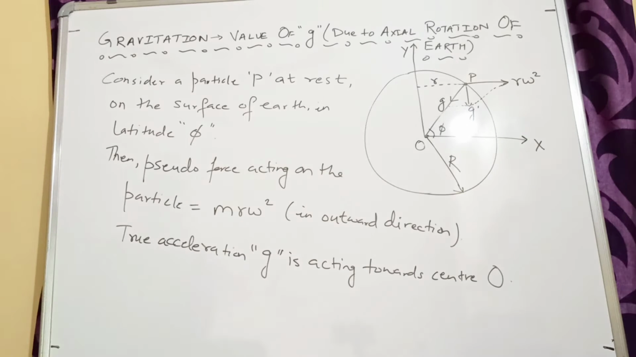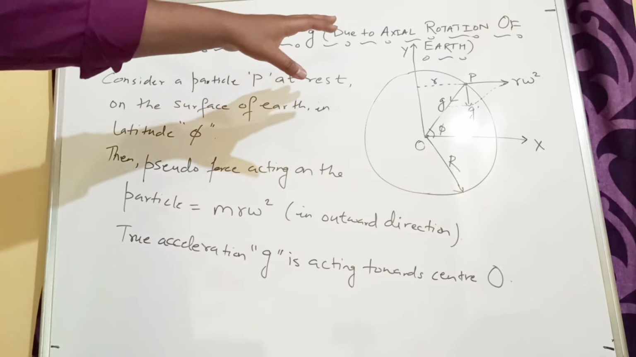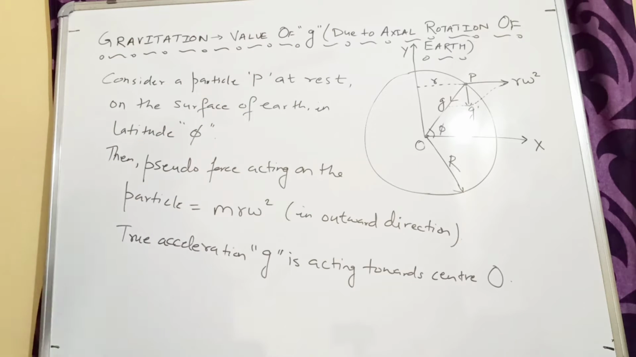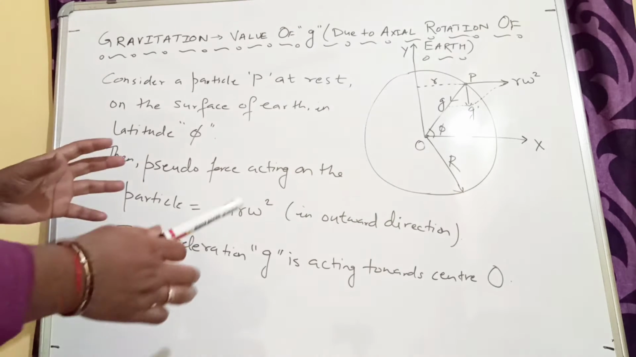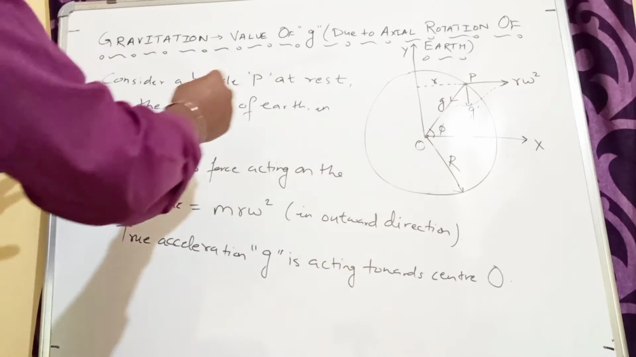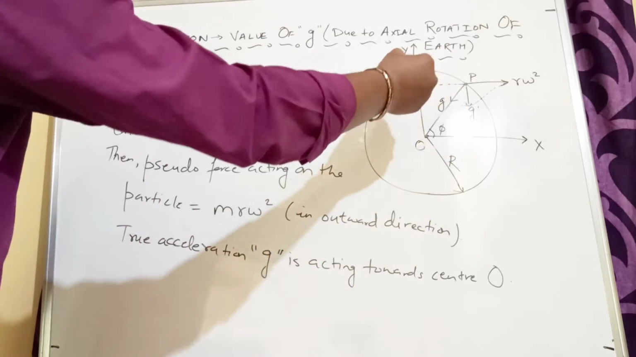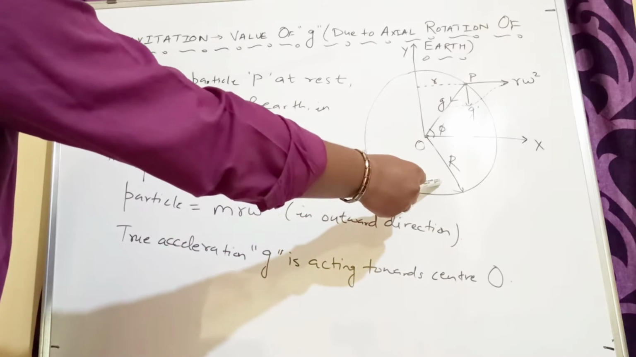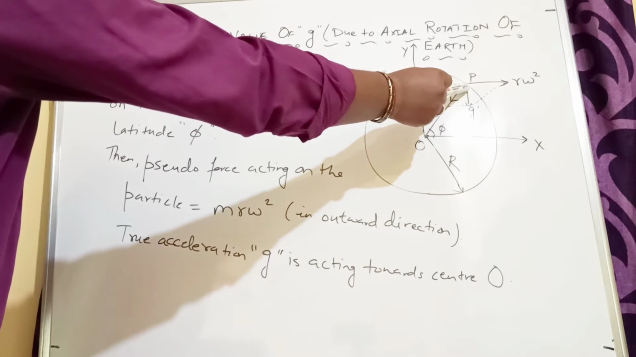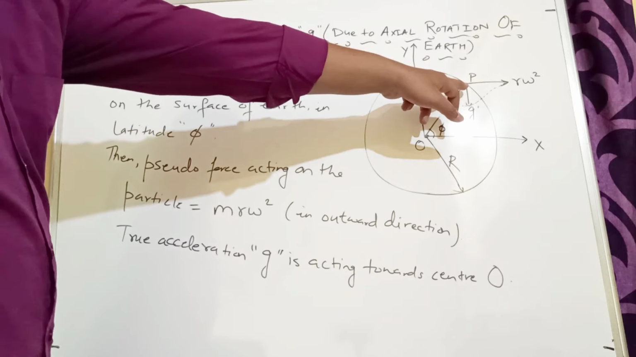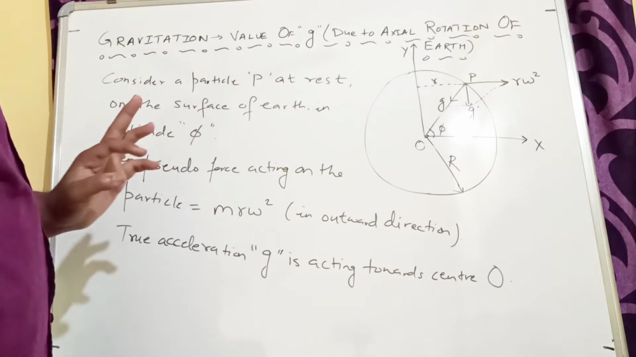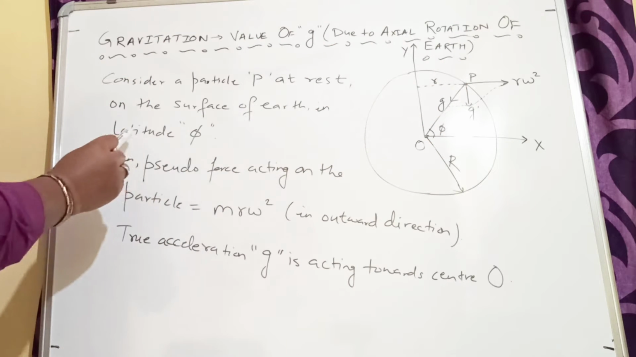Alright, so today we will study the effect of axial rotation of Earth on the value of small g. As you can see, this topic is from the gravitation chapter. For understanding this, we consider a particle P at rest. This is your Earth, having radius capital R, and this is a particle P at rest at this point. We have kept this point P on the surface of Earth at latitude phi.